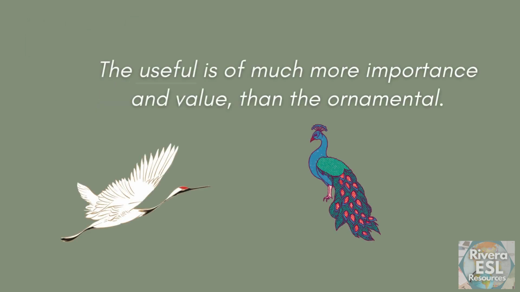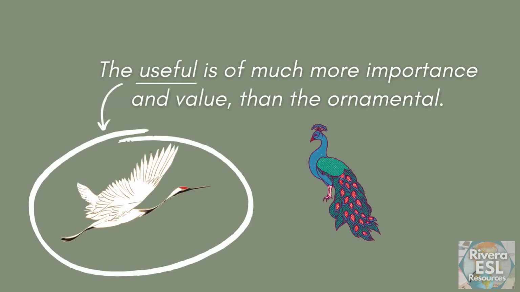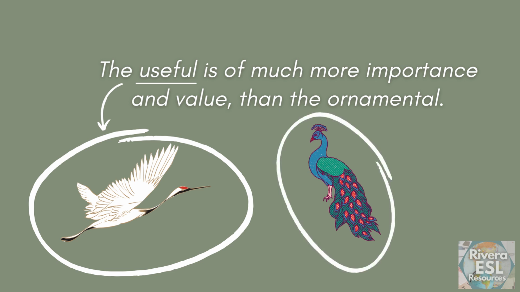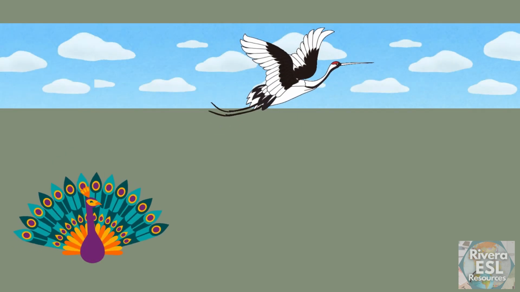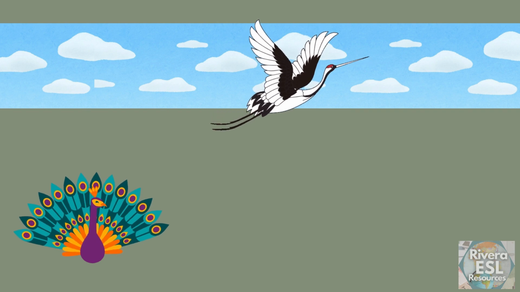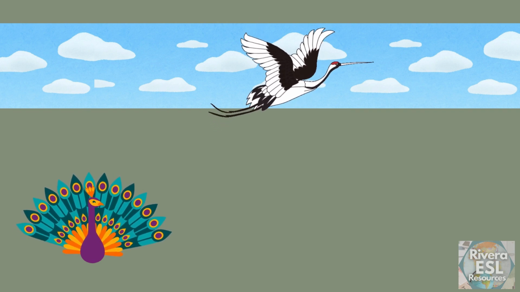Whose feathers were useful to them? The crane. He could fly high into the sky, while the peacock, his tail was just ornamental. It looked beautiful, but it served no use for him to fly up into the sun. So in the end, who had more freedom? From this fable, we can learn that there are more important things in life than just being beautiful.